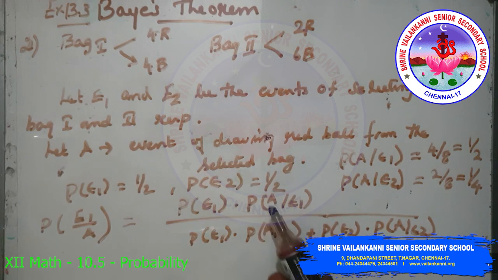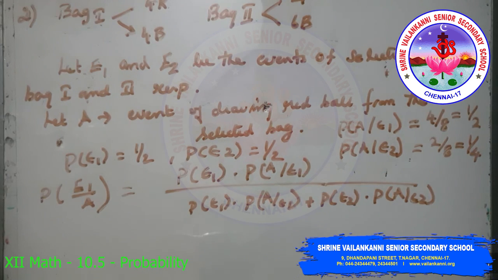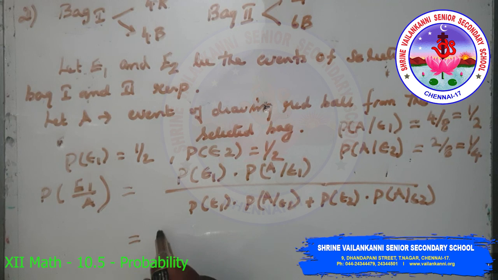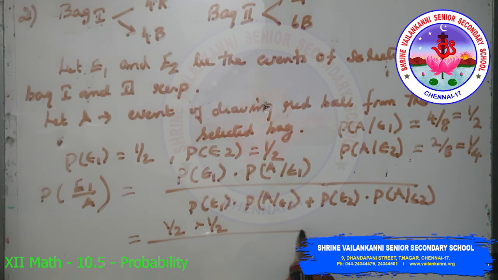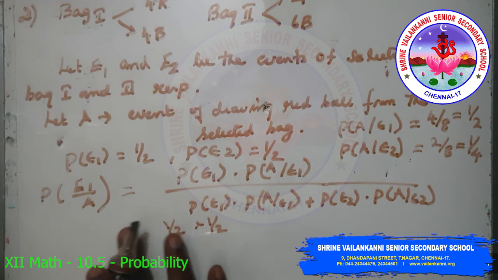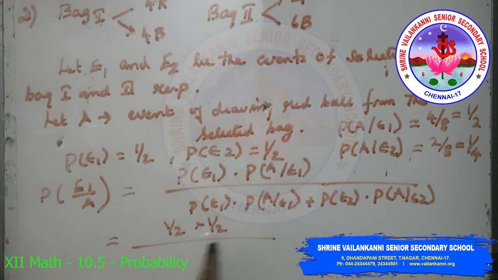So substituting the values in the Bayes theorem, which is equal to P of E1 is half, P of A by E1 is half, whole by, so denominator is law of total probability. We have sigma P of Ei into P of A by Ei. Here we have 2 events. So I am taking P of E1 into P of A by E1 plus P of E2 into P of A by E2. So numerator is half into half. Here also half into half. So which is 1 by 4 plus P of E2 is half, P of A by E2 is 1 by 4.